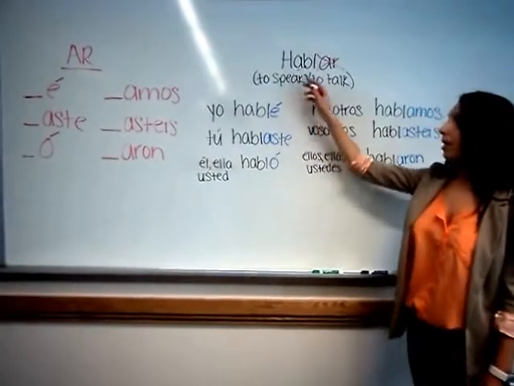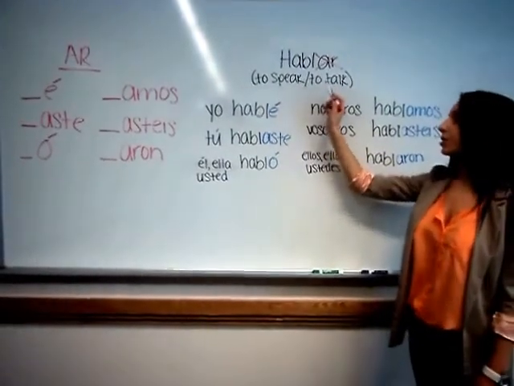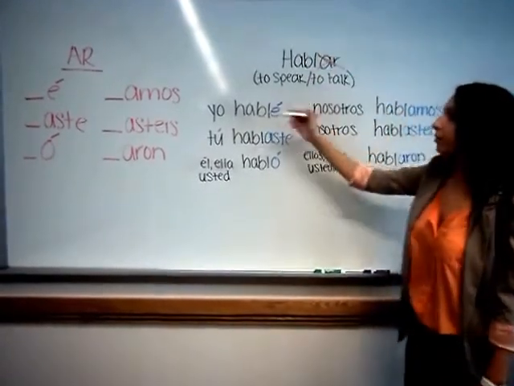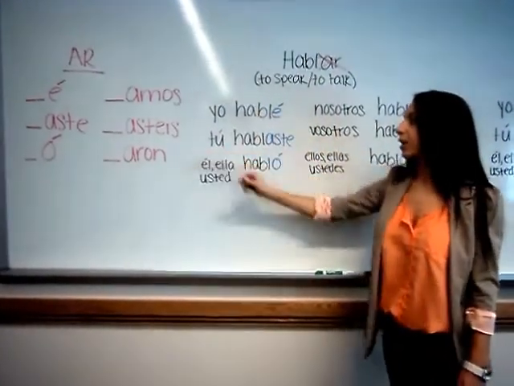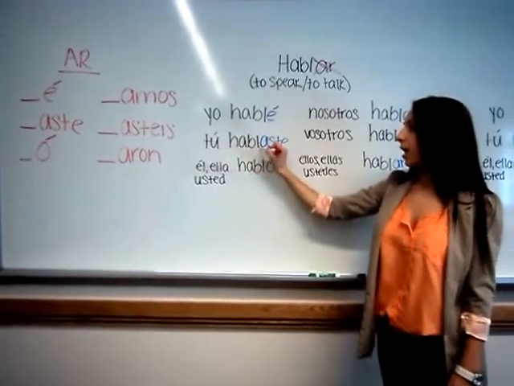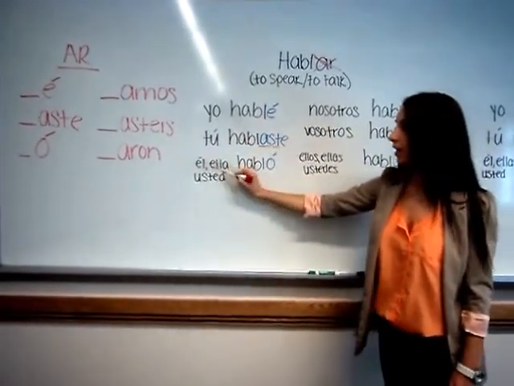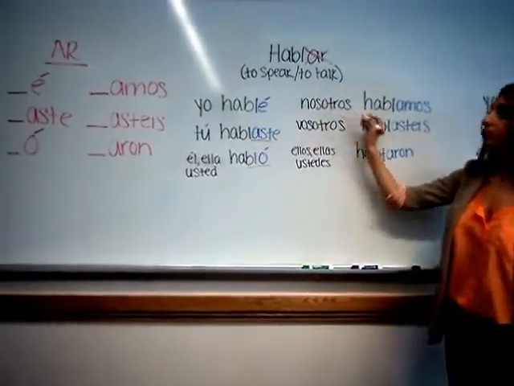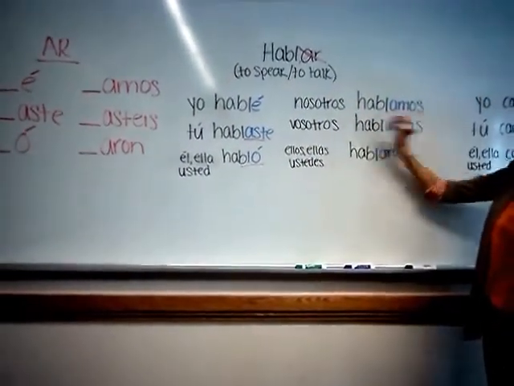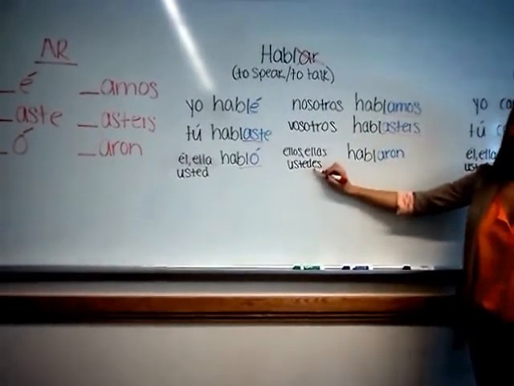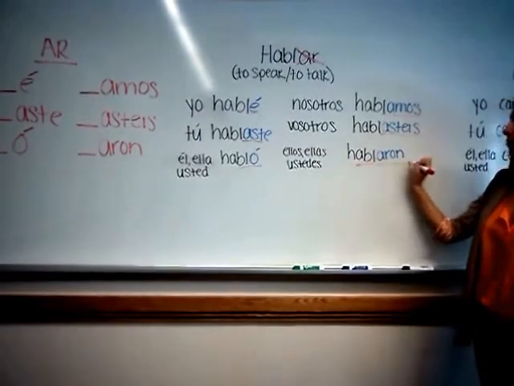We'll start with the verb hablar, which means to speak or to talk. So we remove the AR and we add one of the endings for the preterite. So we have yo hablé, tú hablaste, él, ella, usted habló, nosotros hablamos, vosotros hablasteis, ellos, ellas, ustedes hablaron.